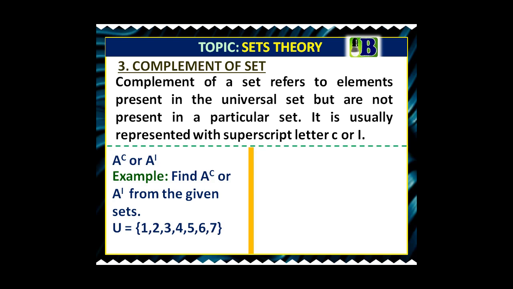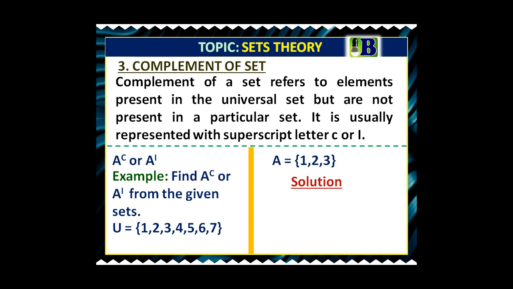So the universal set comprises 1, 2, 3, 4, 5, 6, 7. Then set A is 1, 2, and 3. And what they said we should find is the complement of set A. When we talk about complement, it means those elements that are not present in a particular set, but they are present in the universal set. We are asked to find the complement of set A, and set A comprises 1, 2, and 3.